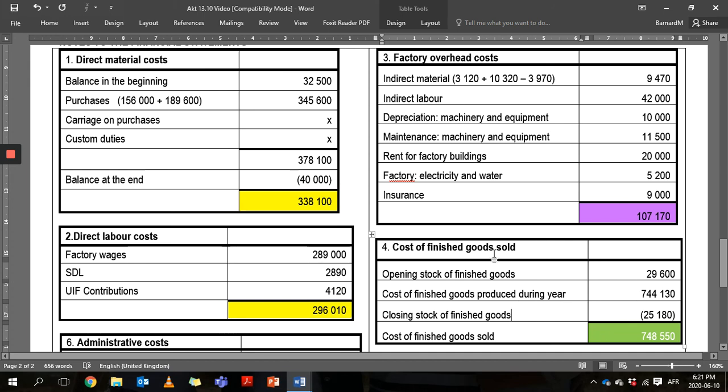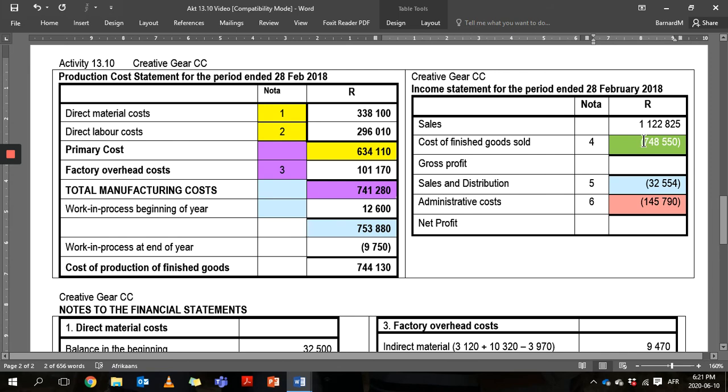Then I can finish this note, and it's 29,600 plus 744,130 minus the closing stock that I didn't sell, and it ends with an amount of 748,550. That 748,550 is the total amount of the cost price of the goods that I sold. That amount then goes to my income statement.